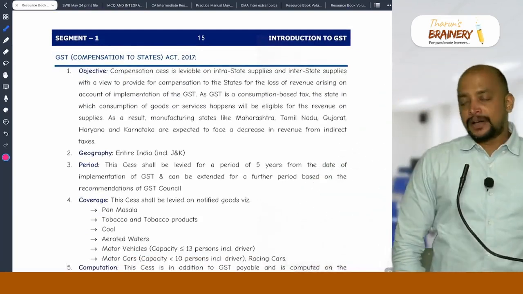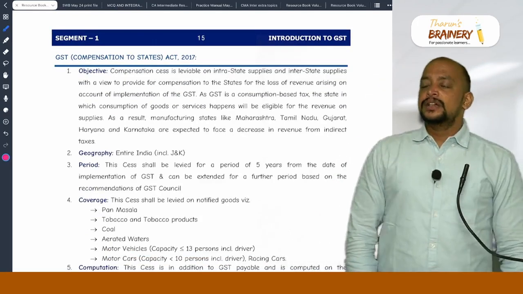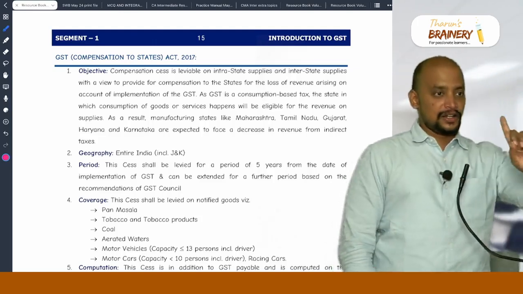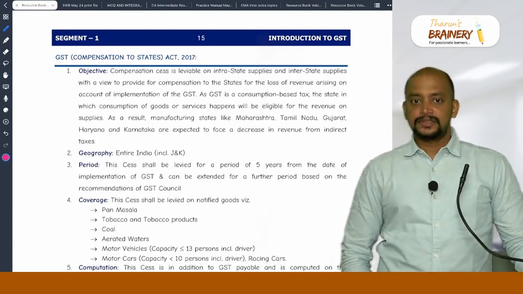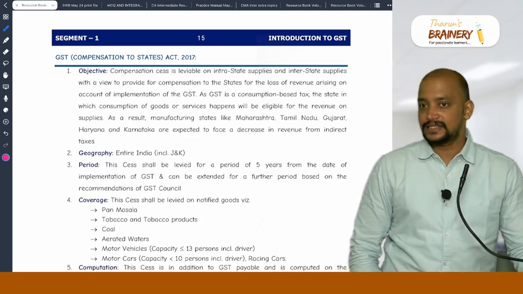Already I gave you the background for GST compensation cess. So what is the purpose of this GST compensation cess? Before that, one general knowledge doubt. What is the difference between tax and cess? Tax versus cess, CESS.